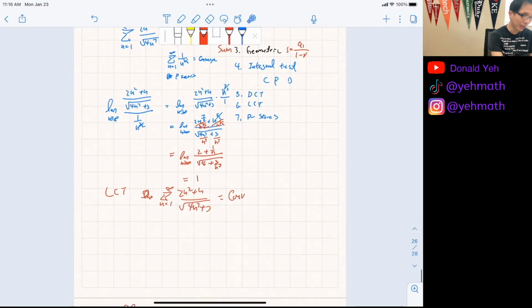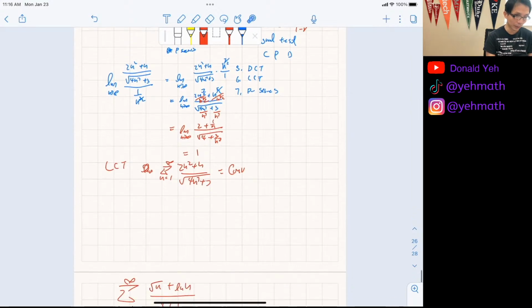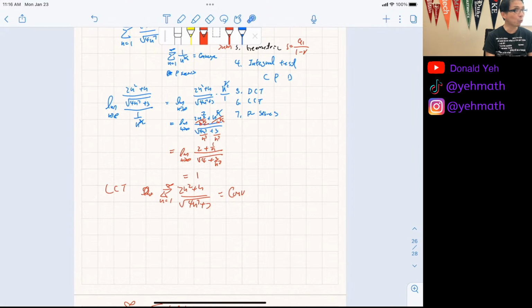And you have to tell me which kind of test you used. Otherwise, I have no idea what you used. I'm not going to assume something. You're going to have to tell me which test you used. You can shorthand: LCT, DCT, telescoping, geometric, integral test. You can shorthand certain things. With DCT and LCT there is probably going to be one more thing. So today we're going to talk about one more series that is going to be a little bit different.